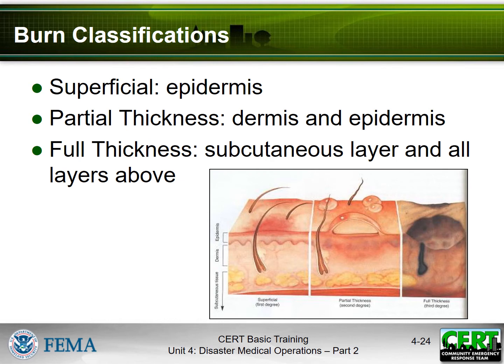So, different burn classifications and the pictures of those. You have superficial, which is just the epidermis, which is also known as a first-degree burn, like a sunburn, which then goes to a partial thickness burn or second-degree burn, which is your dermis and your epidermis, which you can see when it starts bubbling up. You start having all the different blisters and everything. Then you have full thickness, so you might have heard that referred to as third-degree burns. The subcutaneous layers and all the layers above can be charred all the way down to even the bone.